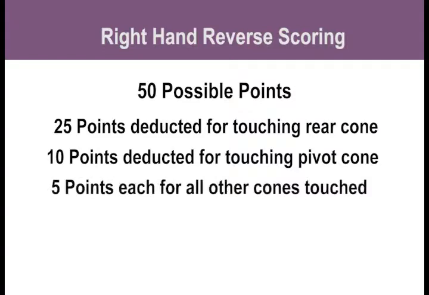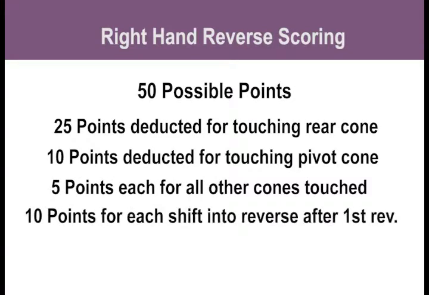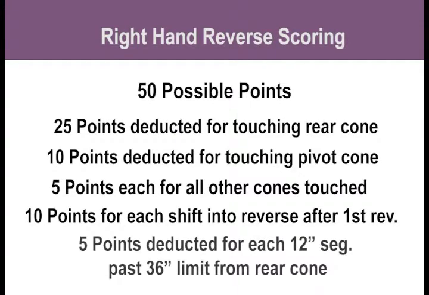5 points each for all other cones that are touched. 10 points each if the vehicle is shifted into reverse after the initial shift into reverse, and 5 points for each 12-inch segment beyond the 36-inch limit from the rear cone.